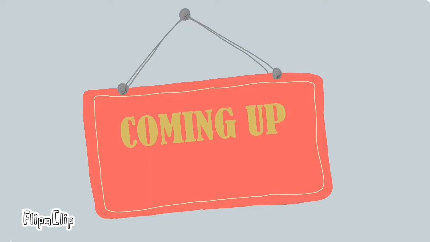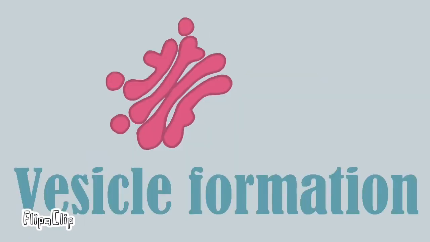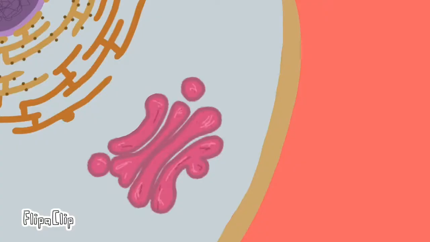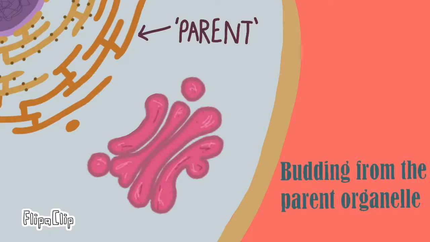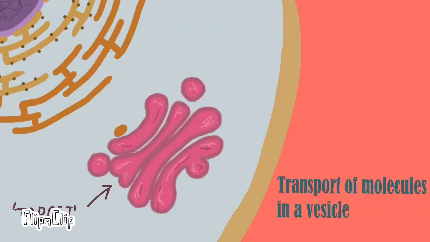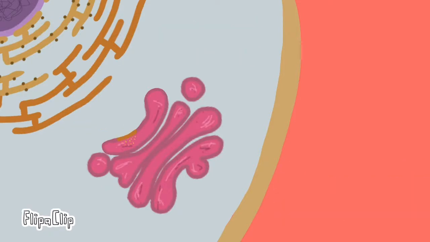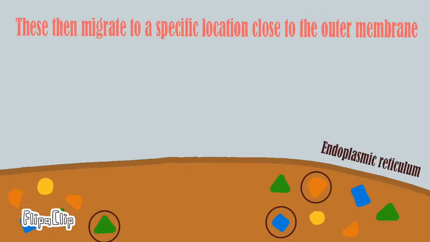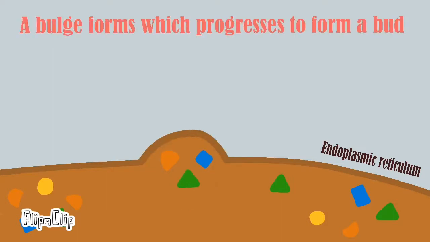For the final section of this video, we will learn about the formation of a vesicle and vesicular transport, as this is one of the main functions of the endomembrane system. This involves the budding of a vesicle from one organelle, known as the parent organelle, and then the transport of molecules to the target organelle, where fusion will occur. The first step involves selecting the correct molecules for transportation, and so the cargo bundles into a specific area on the membrane and forms a bulge, which then grows and becomes a bud.